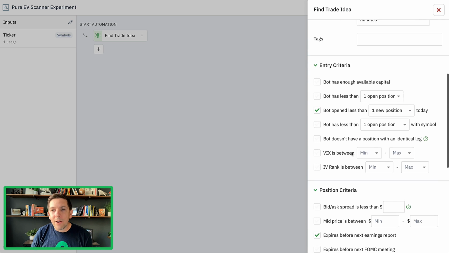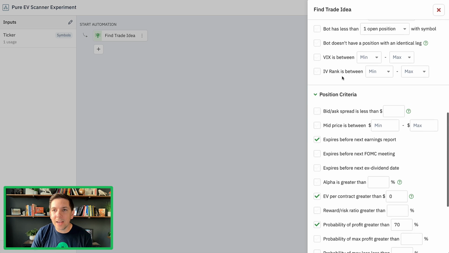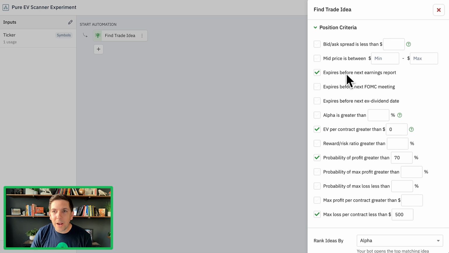Okay. Now I went down to the entry criteria. The bot has opened less than one new position today. That's great, which means that, again, I just want to double check. It hasn't opened multiple positions in the same day. That's fine. And then down here for position criteria, all I did was I said expires before the next earnings, but that doesn't really matter for any of the ETFs that you have. So you can leave it checked or uncheck it.